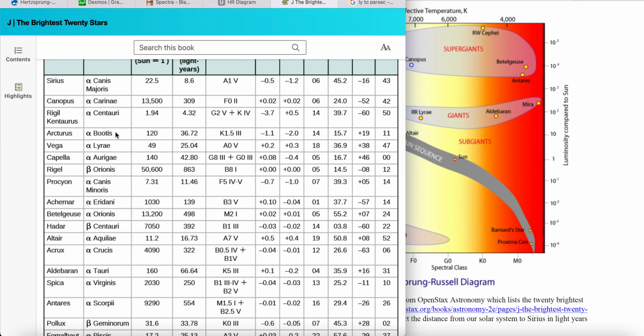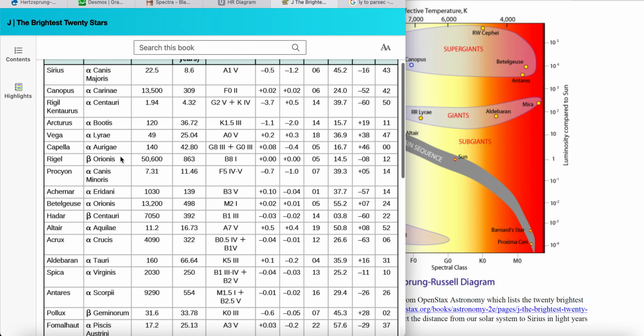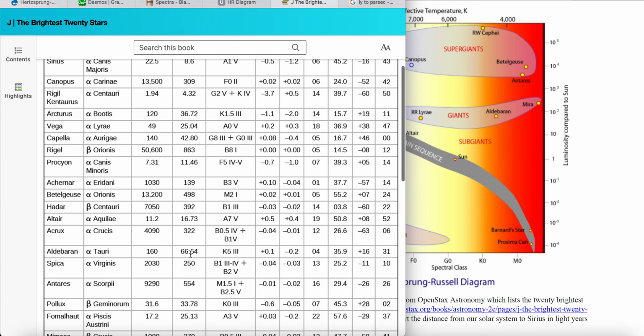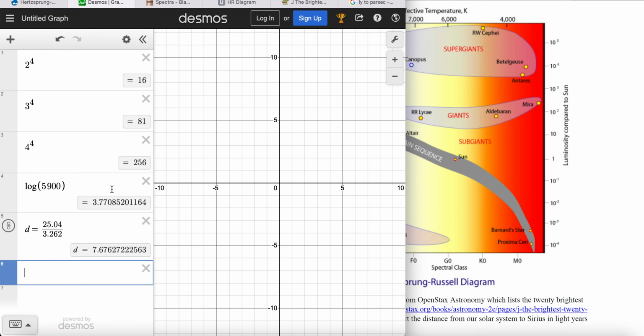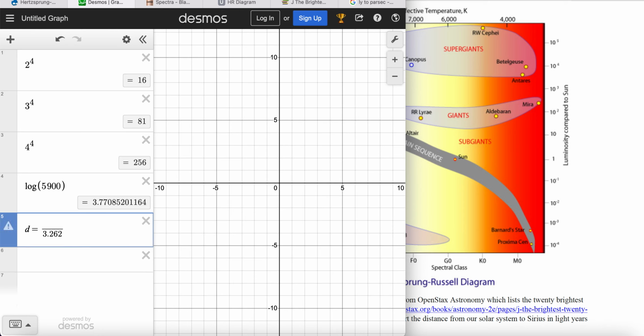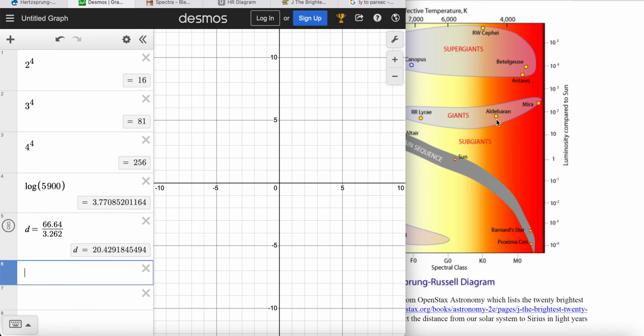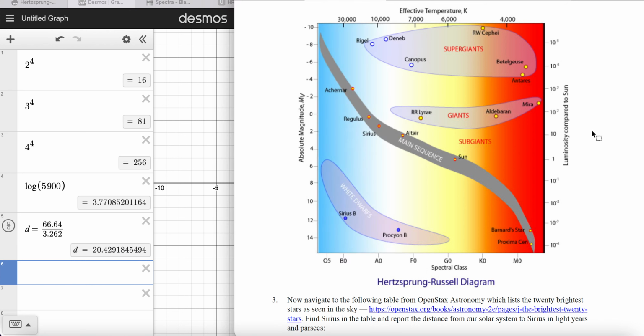Is it actually one of the brightest? That would be helpful, wouldn't it? It is, good. So it's 66.64. So the only difference here is I'm just going to put that value in instead. So 66.64. Now we have the distance to Aldebaran in parsecs. Now I'm going to read off the absolute magnitude, not the luminosity. We'll talk about that in just a minute, but the absolute magnitude. So imagine, I'll draw a vertical line. I can kind of wing it here.